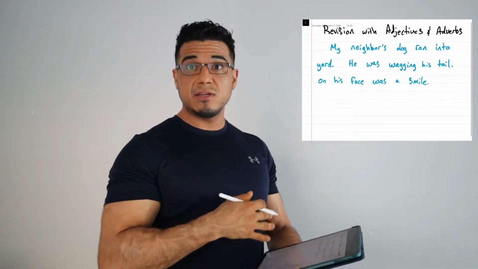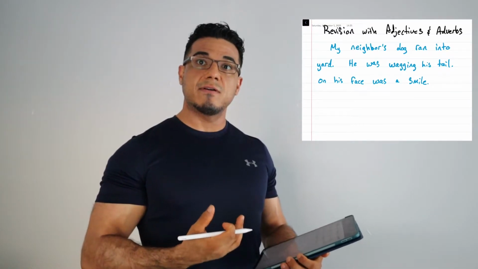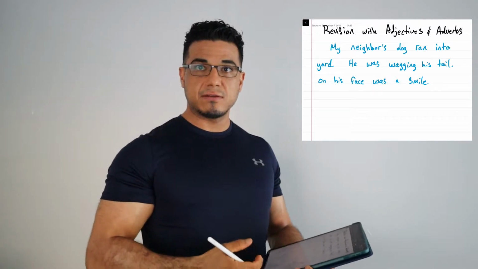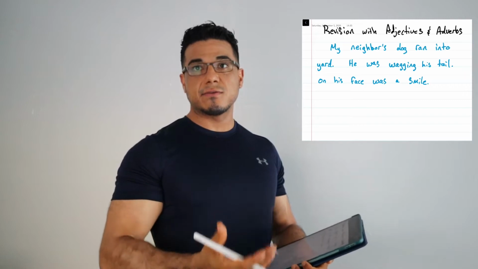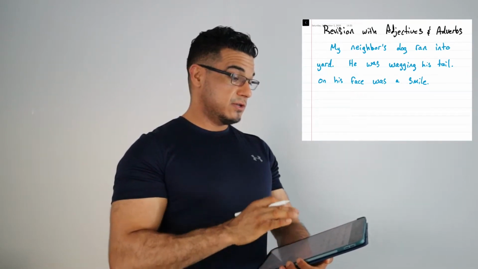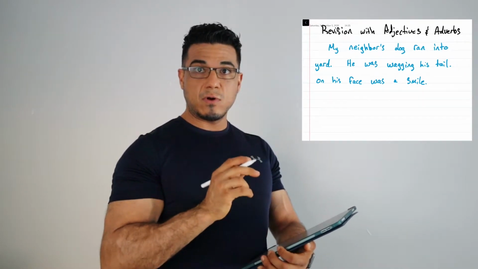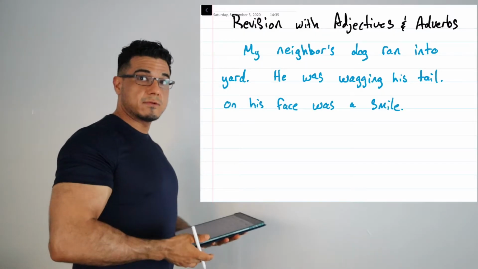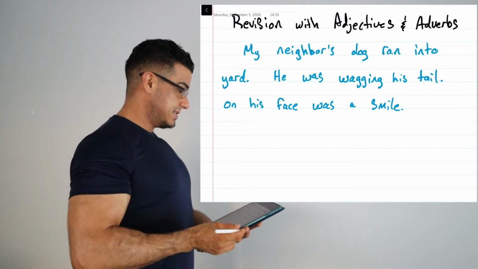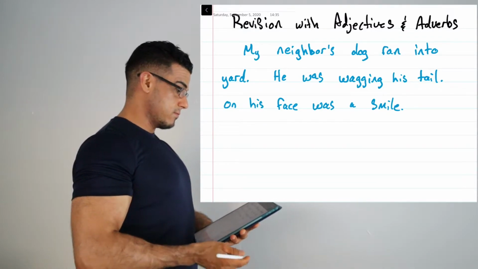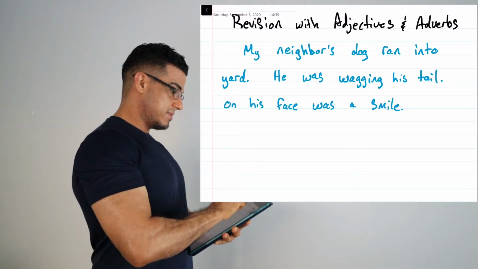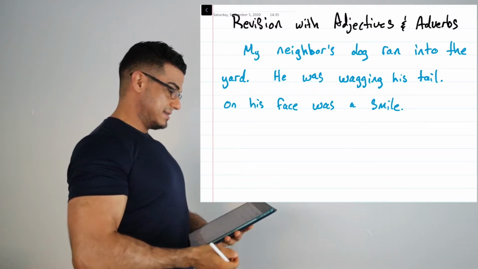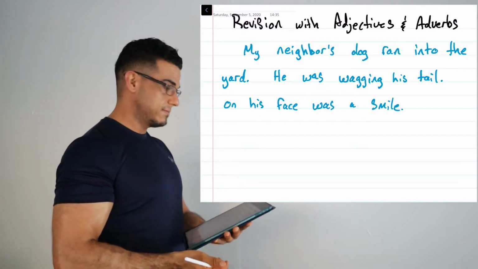And so what I'm going to do now is just demonstrate a little bit of what our practice is in class, and what I would also expect your child to mirror during their asynchronous time. So what we're going to do is look at these sample sentences. On screen you should be able to see the sentences: my neighbor's dog ran into the yard. He was wagging his tail. On his face was a smile.